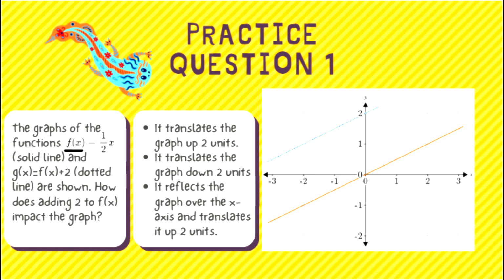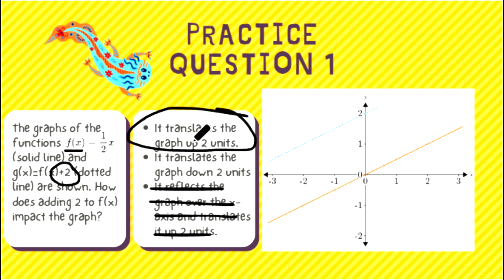Speed round. Which one is it? Well, we're not doing side to side, so that one has to be gone. So did it translate it up or down? It's positive. So it went up. These are not necessarily in the same order on your practice, so don't just pick the first one, read them.